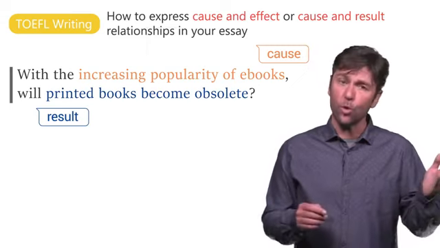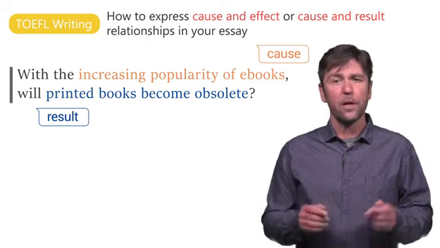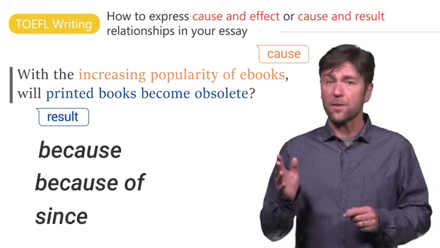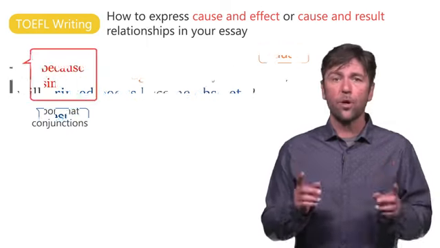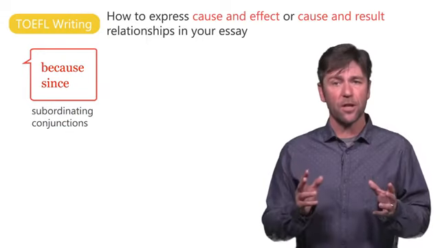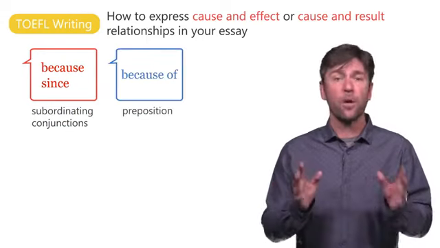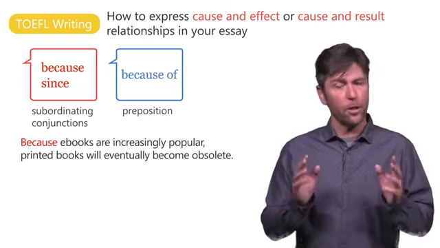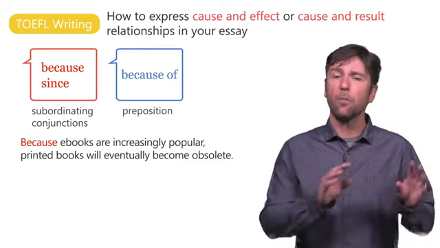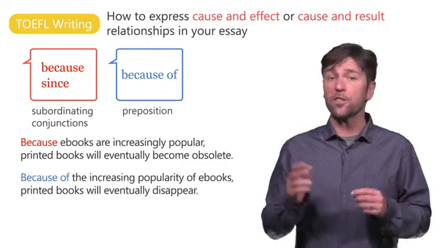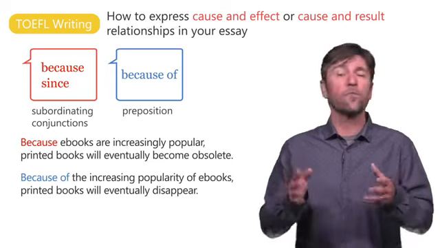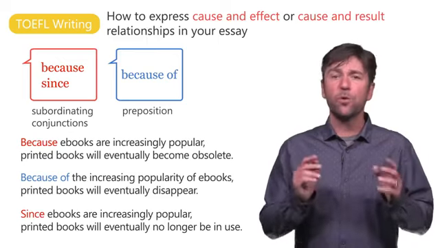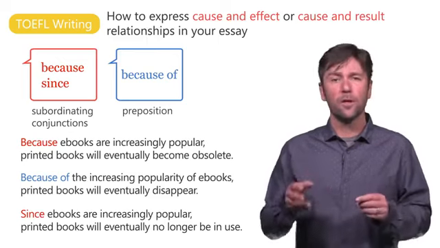So how can we link the cause and the result together? The easiest way is to use because of, or since to introduce the cause. Because and since are subordinating conjunctions, whereas because of is a preposition. Here are a few examples. Because e-books are increasingly popular, printed books will eventually become obsolete. Because of the increasing popularity of e-books, printed books will eventually disappear. Since e-books are increasingly popular, printed books will eventually no longer be in use.